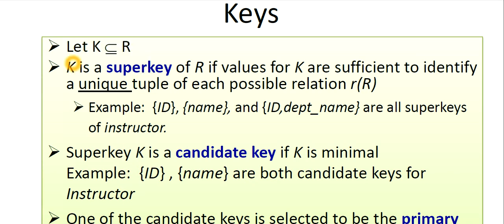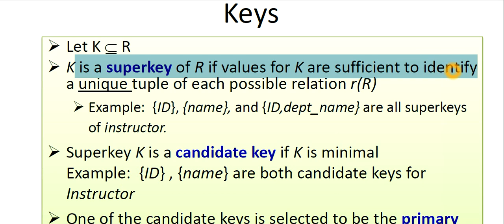So K is a super key of R if values for K are sufficient to identify a unique tuple of each of the possible relations R. This means a super key is a set of attributes which can uniquely identify the tuples of every possible relation, that is R. R means, in our normal case, we used to say tables.